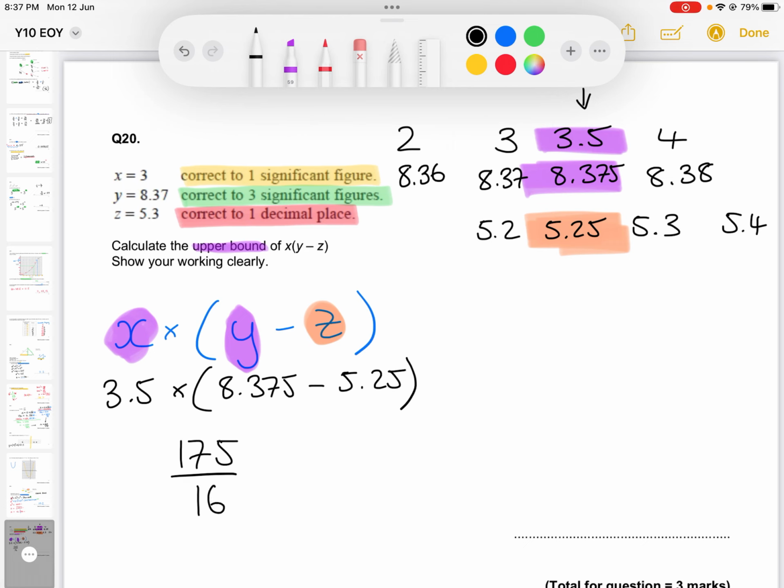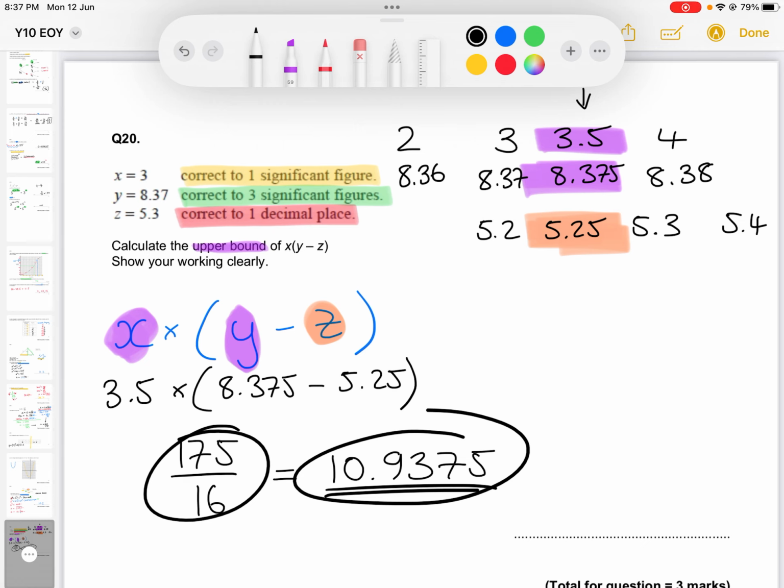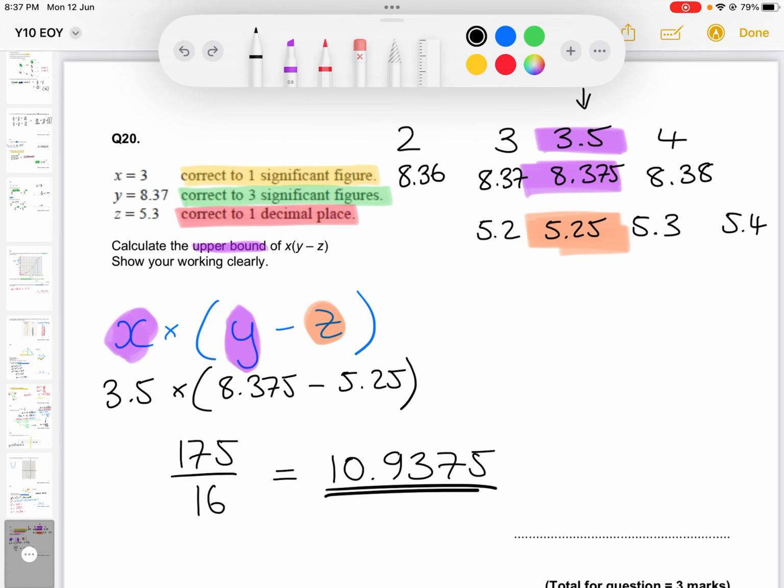Now, the question doesn't say anything about rounding, so you can leave that as a fraction, or you can write that as a decimal. The fact that this decimal terminates, I'd be inclined to leave it like that. I wouldn't round that. That technically is the biggest that it can get, and because it doesn't go on forever and ever, you should really write that down. But really, the fraction or the decimal, either way, that is the upper bound, and we are done.